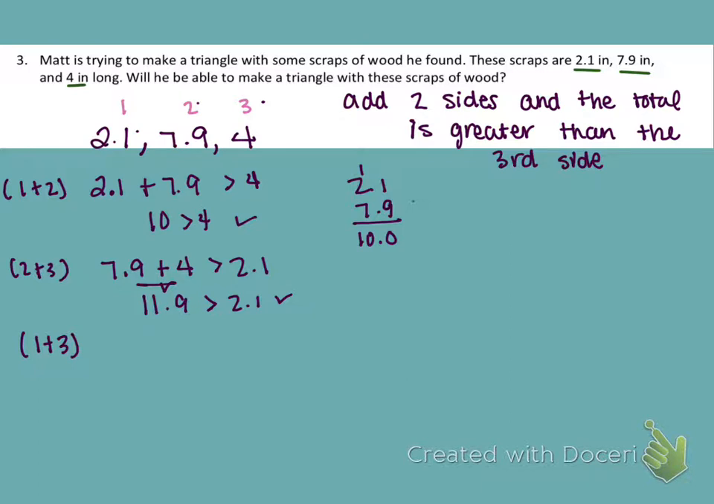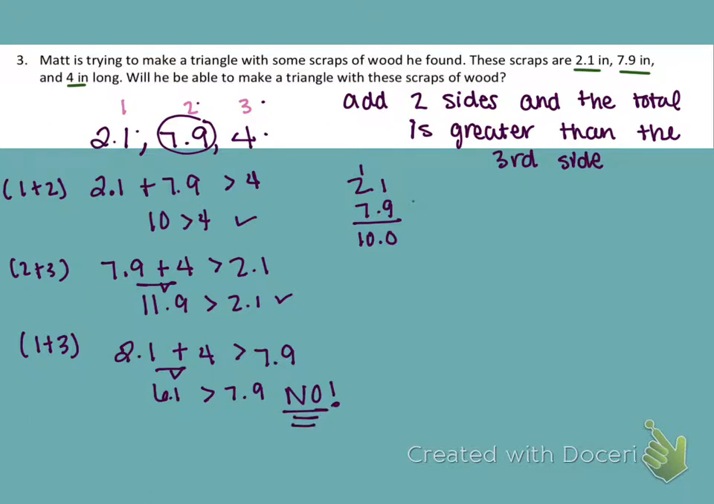Side 1 is 2.1 plus side 3, which is 4. That has to be greater than side 2, which is 7.9. So again, adding two of the sides together and making sure it's greater than that third side. 2 plus 4 is 6, so 6.1 is greater than 7.9. No, it's not.